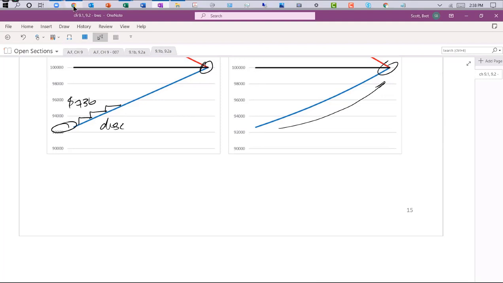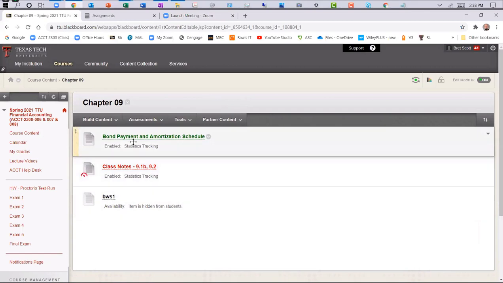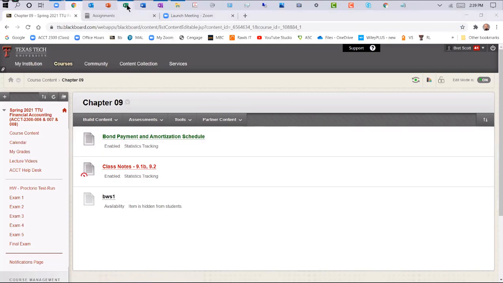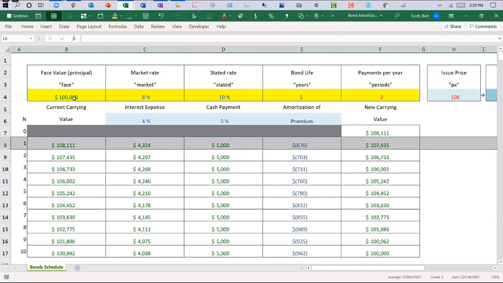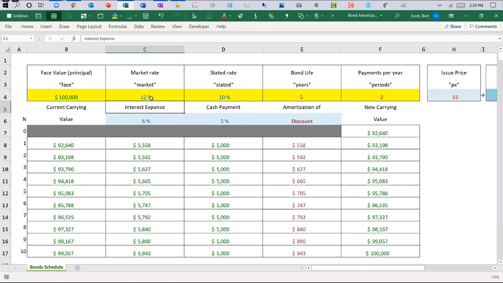So what I've done is, up on Blackboard, you'll see this bond payment and amortization schedule. It's another Excel document that I put together. So if you're having issues with it, reach out to me and I can help debug it. When you download this and open it up, I think it was set to 12%. It will automatically update everything in the schedule based on what you input in the yellow.